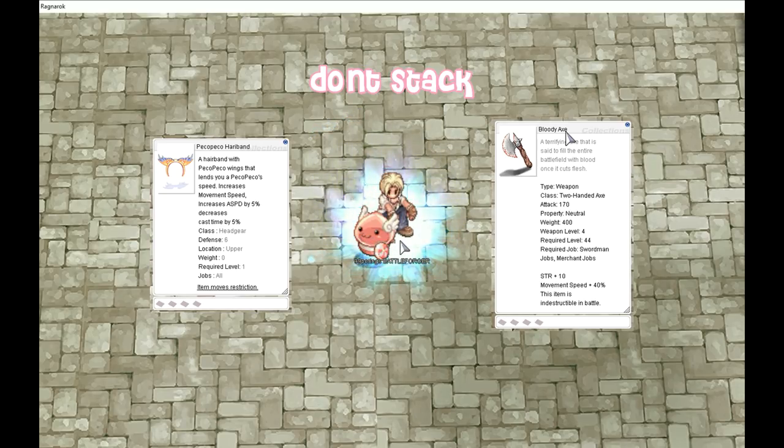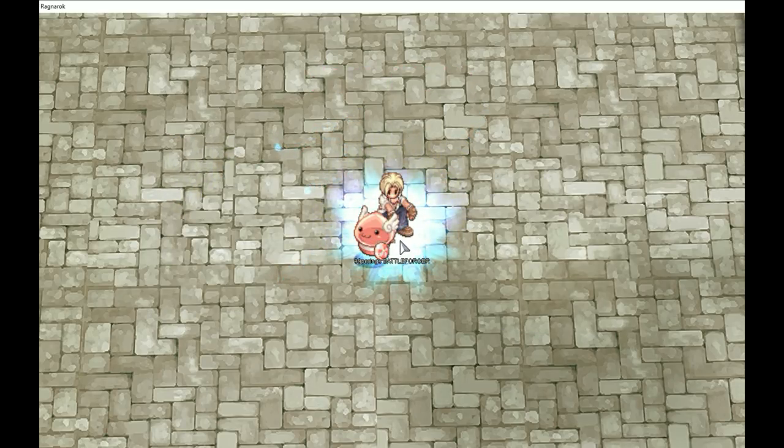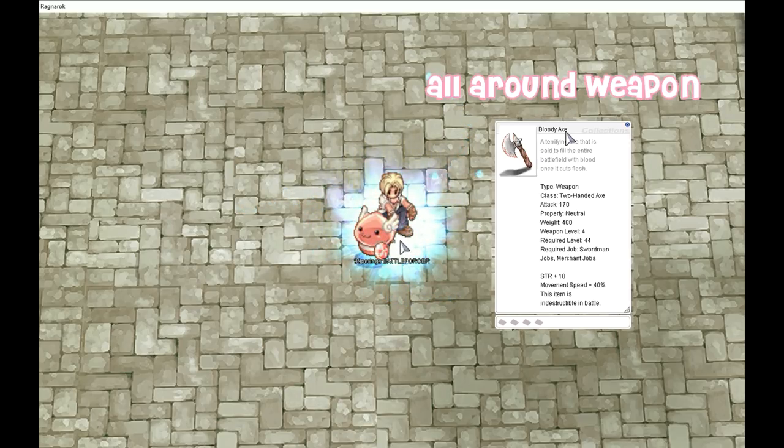Do you need to invest on a bloody axe? It depends on the purpose. If you need an all-around general purpose weapon, then bloody axe is great. But take note of its price. It's a rare item, so it's quite expensive. With its price, you can already buy a Pekko headband and few elemental weapons.